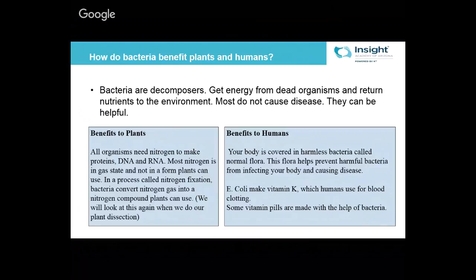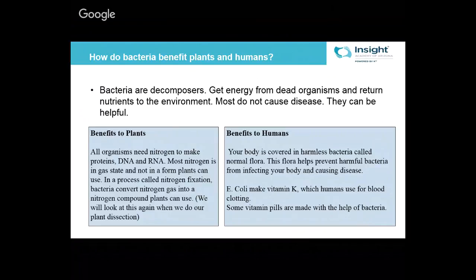Most do not cause disease. They can be very helpful. And here's a couple examples. So benefits to plants. All organisms require nitrogen to make proteins and DNA and RNA. So most nitrogen is in a gas state. It's in our atmosphere, and it's not in a form that plants can use.